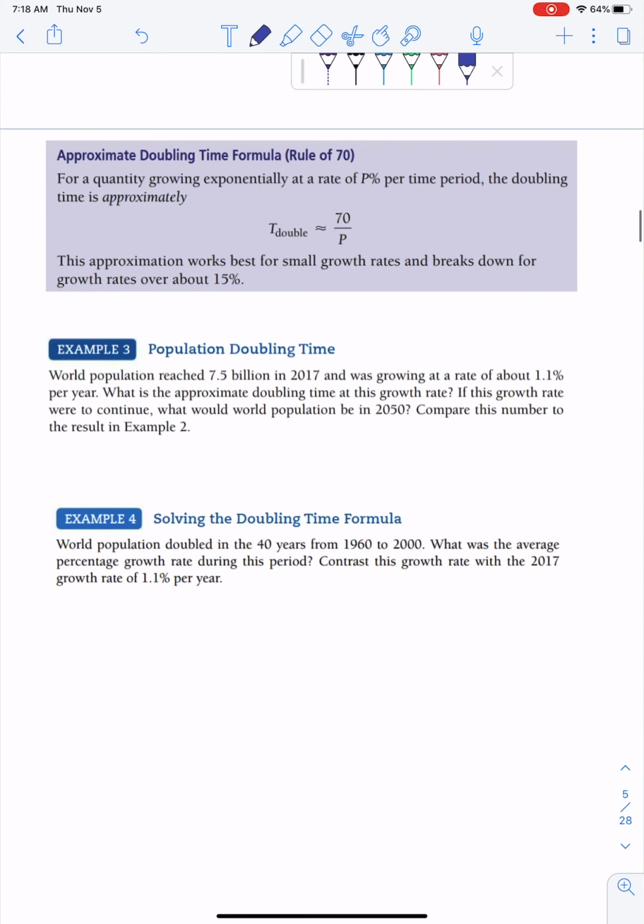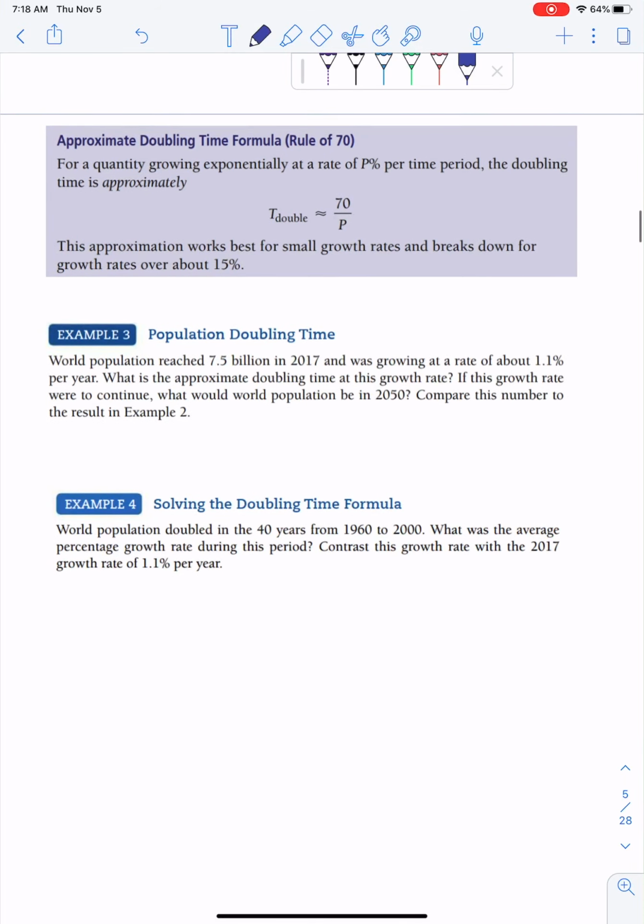All right, approximate doubling time formula. Now this isn't exact, but this is an approximation. So for a quantity growing exponentially at a rate of p% per time period, the doubling time is approximately, and see these squiggly lines right here, they don't say equal, they say approximately 70 divided by p, 70 divided by the percent. Now keep in mind that this works best for small growth rates. Once you hit things that are growing by more than 15%, it really falls apart. It doesn't work very well, okay?